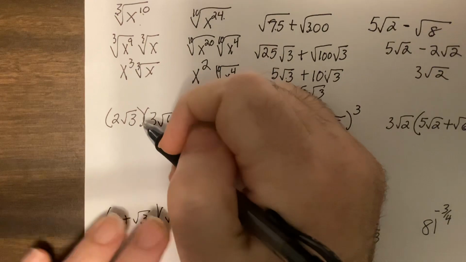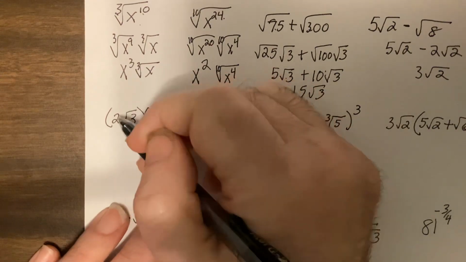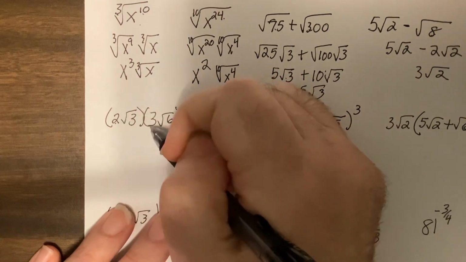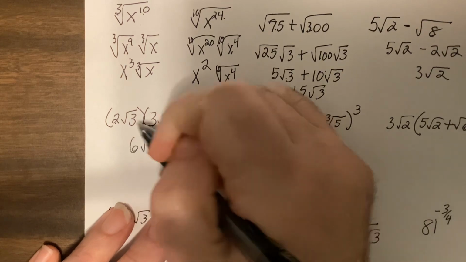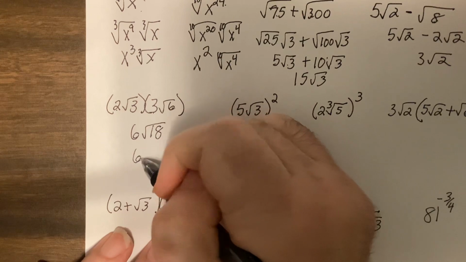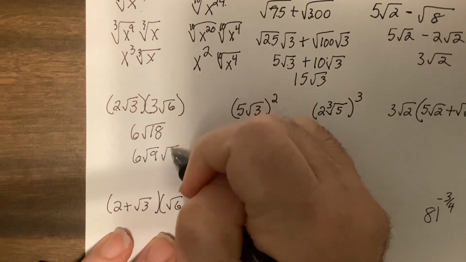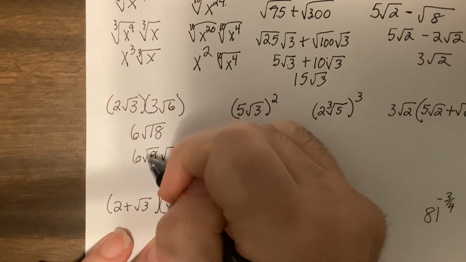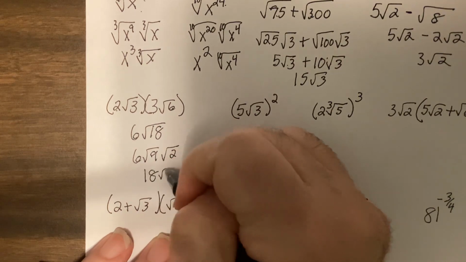So this, now no pluses or minuses, so no FOILing. So you go 2 times 3 is 6. 3 and 6 is 18. 18 I can break up into 9 and 2. Square root of 9 is 3. 3 times 6 is 18.